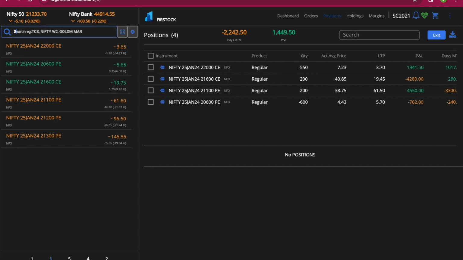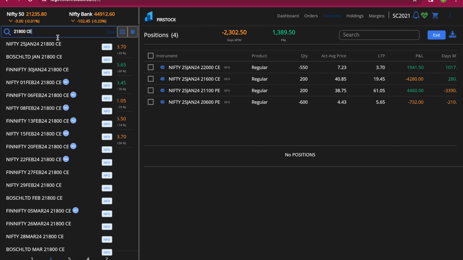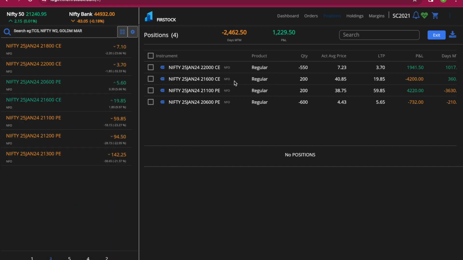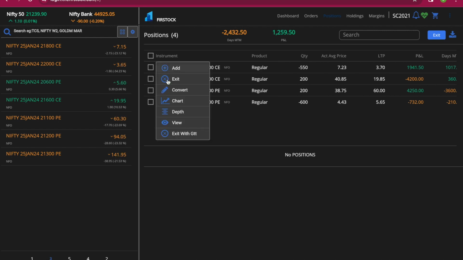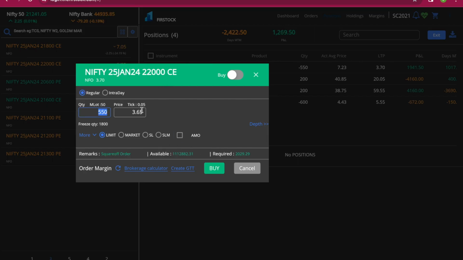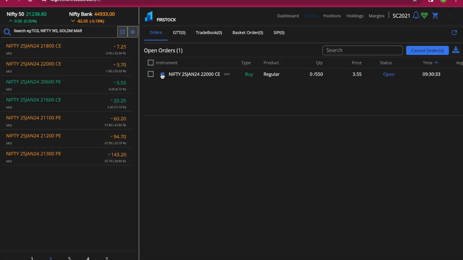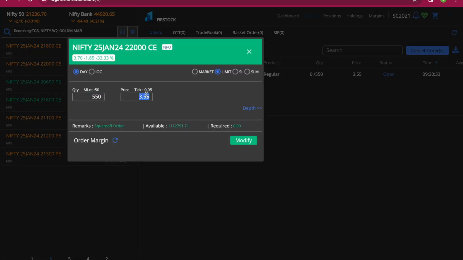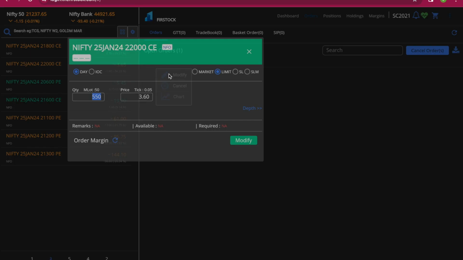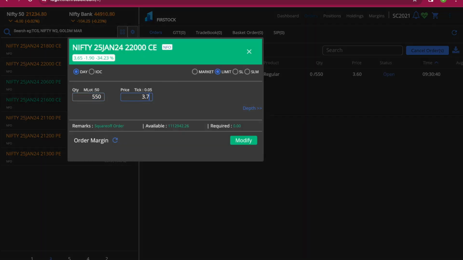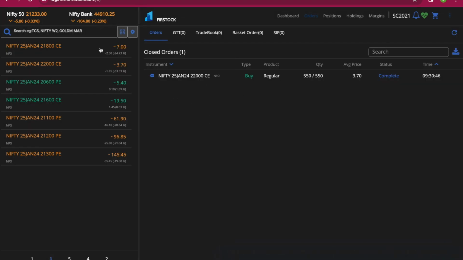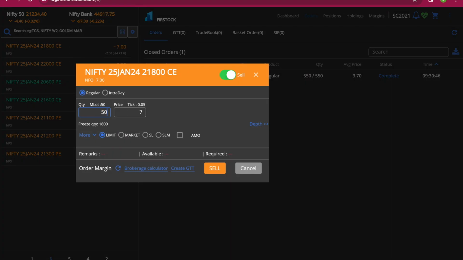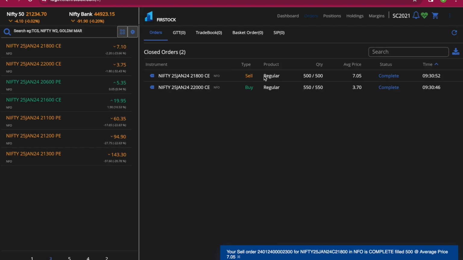Let's just see what we are getting at 21,800 CE of Nifty. Okay, this is of 7 rupees. What we can do is exit this completely. No point of holding on to this. So this is 3.55 and we buy. Okay, it's not getting executed. We do it at 3.6 and we do it at 3.7. It's triggered, and now we go ahead and sell a 500 quantity at 7, and let's see. And the order is executed.